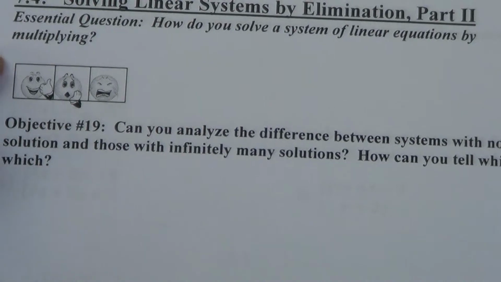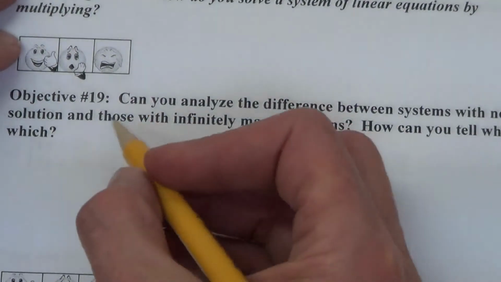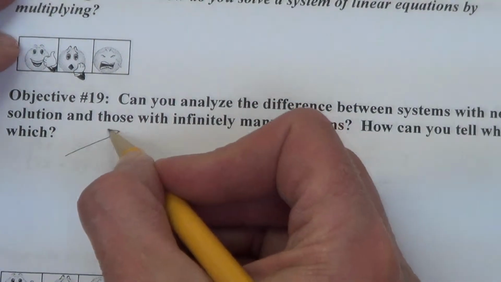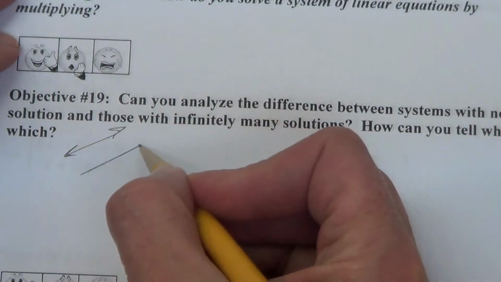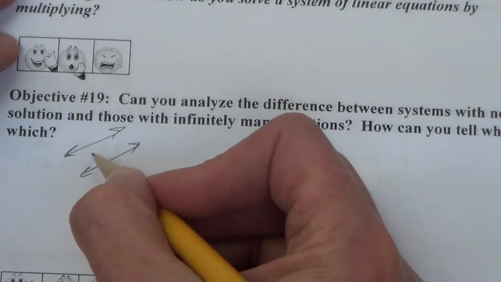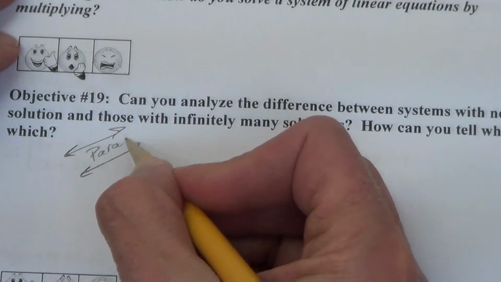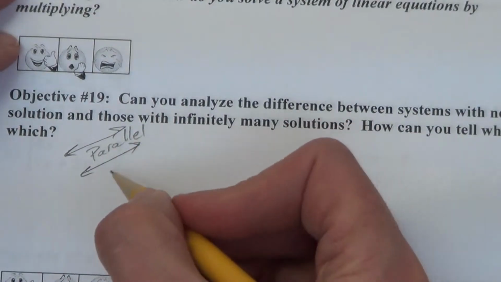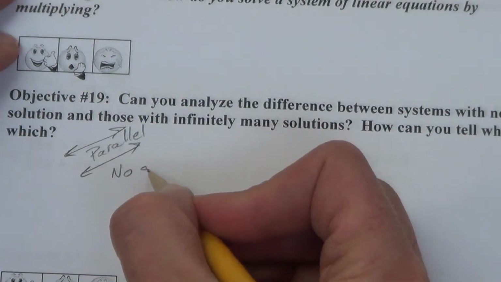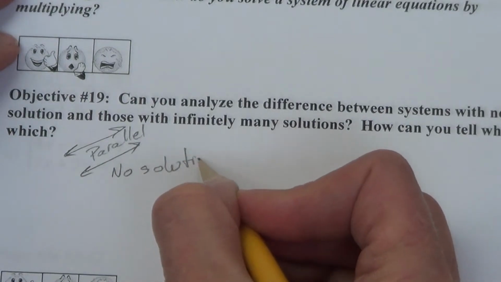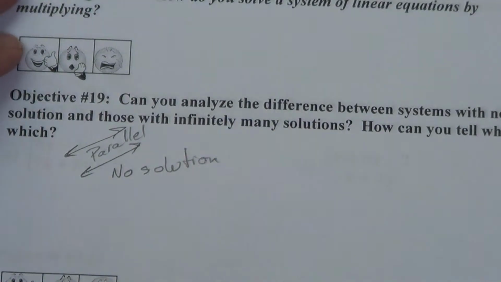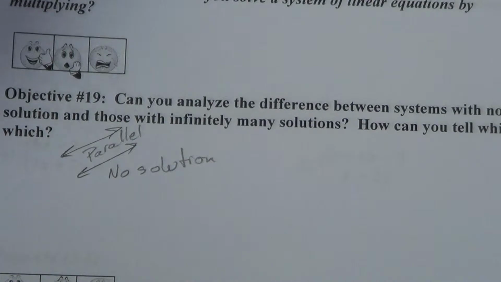Well, let's just remember from graphing that no solutions were when they did not cross and they were parallel. So that's no solution. So they have no point of intersection.